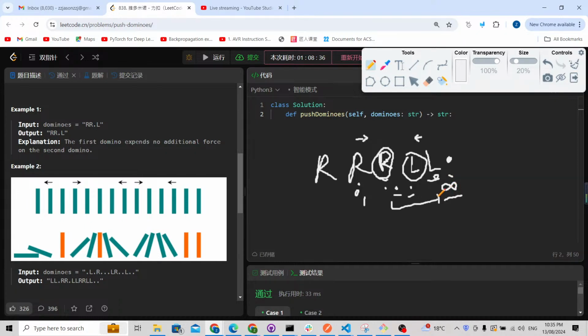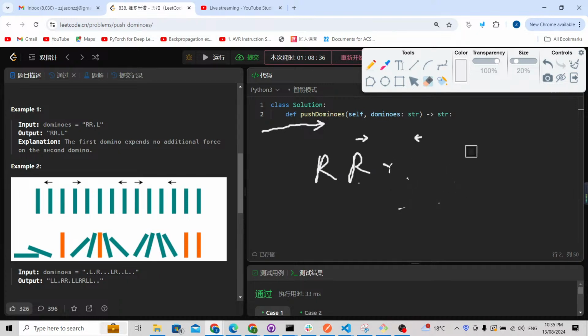Now we know how to solve the problem. First of all, we're gonna check from the left to the right side. So from the left to the right side, we're gonna have one loop, and let me just clear a little bit and try to simulate. So we have R, dot, dot, and L, and another dot. For the first loop, we're gonna simulate it from the left to the right side.